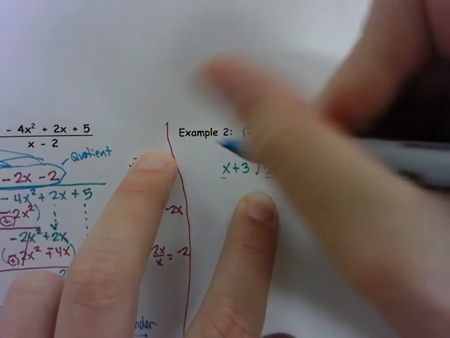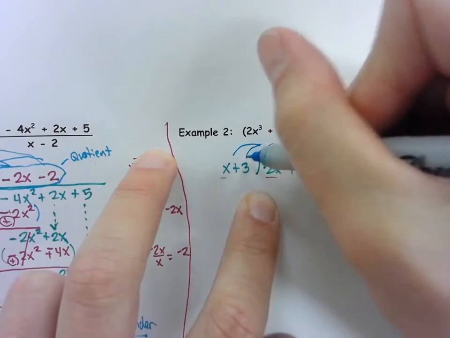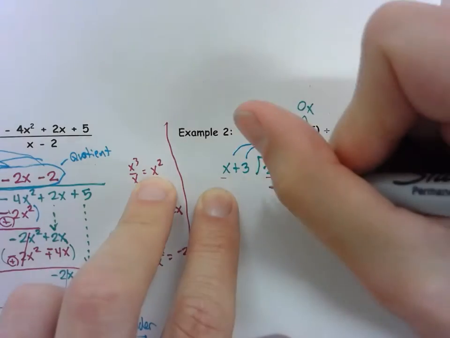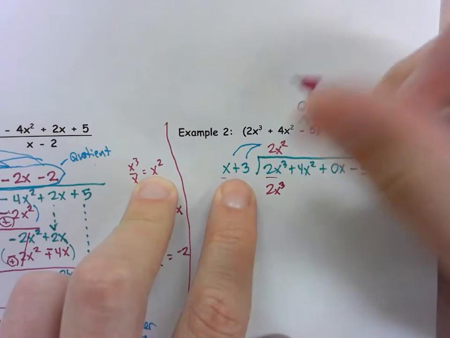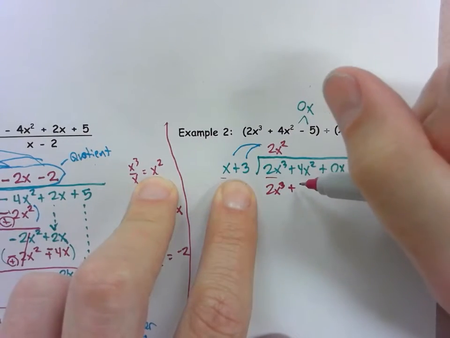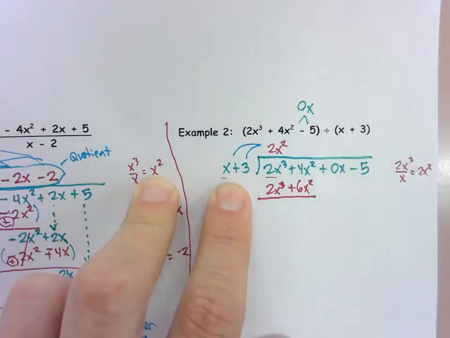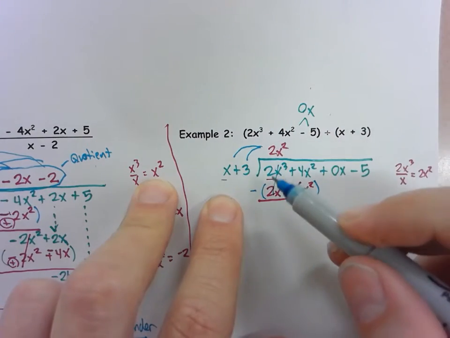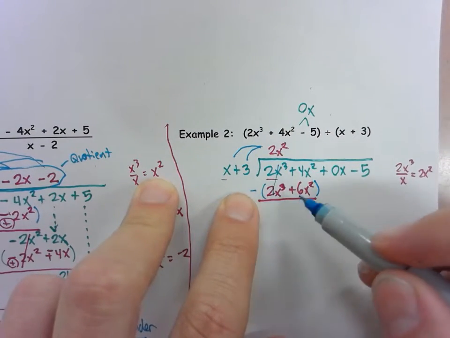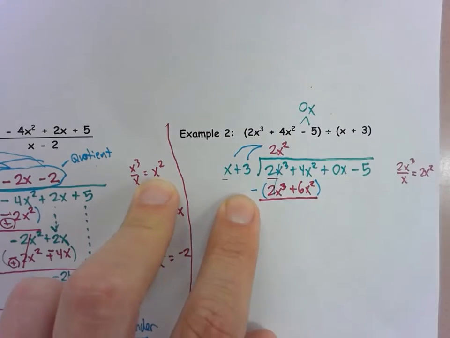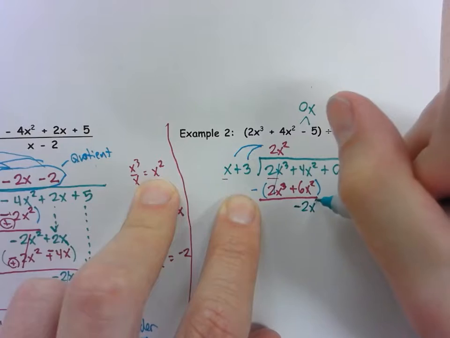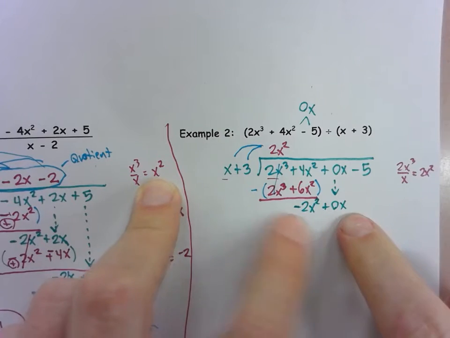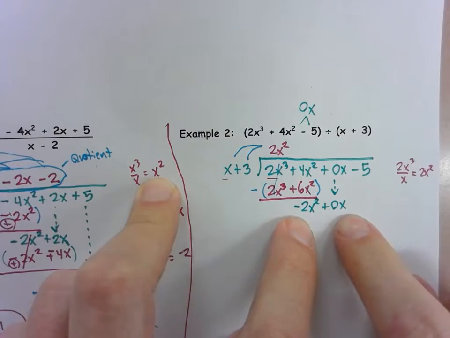Now remember, we're going to take that term on the top, multiply it by the stuff on the outside. So 2x squared times x, that's going to give you 2x cubed. 2x squared times 3, well, that's 6x squared. Subtract down. So these, if you haven't figured it out, these will always cancel out. 4 minus 6, that's going to give you negative 2. And then bring down the x squared. Bring down the 0x. That's why placeholders are important.